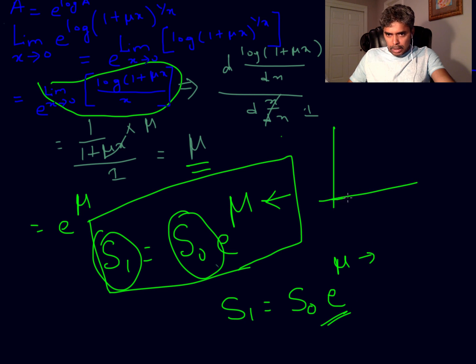You can see that this is the general form of a mu curve. So this is e to the power mu. This is t. So which means as t increases, this is going to have an exponential growth, which we will see in the next video.